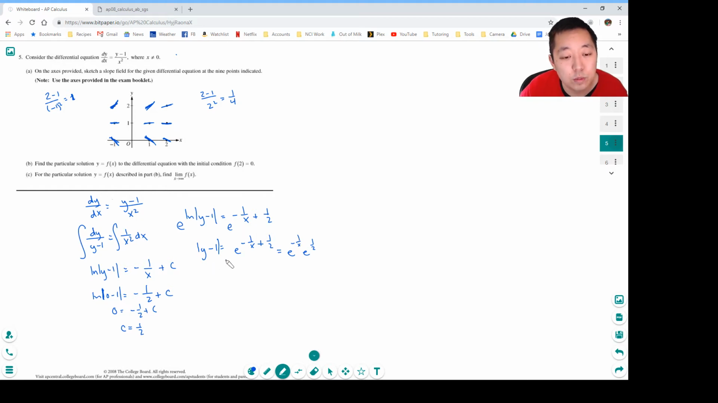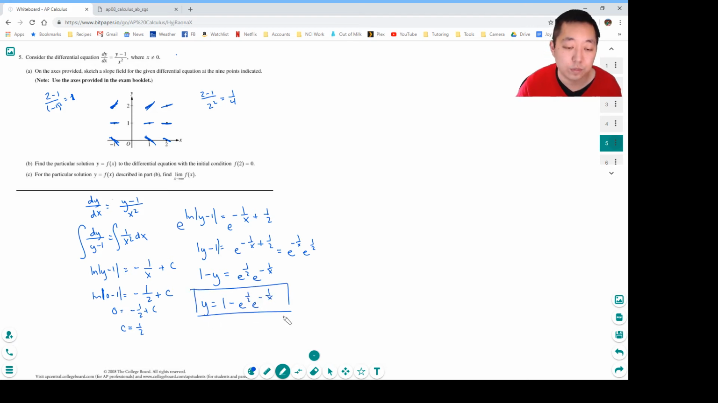You can't really remove the absolute value since I don't know if y is bigger than 1 or smaller than 1. Because y starts at 0, I'm saying that this whole term is negative. So to get rid of the absolute values, I have to write it like this. Yeah, I think this will work. And I'm just going to put this e to the 1 over x. So then y would equal 1 minus e to the 1 half times e to the negative 1 over x. Okay, so this would be my particular solution here.